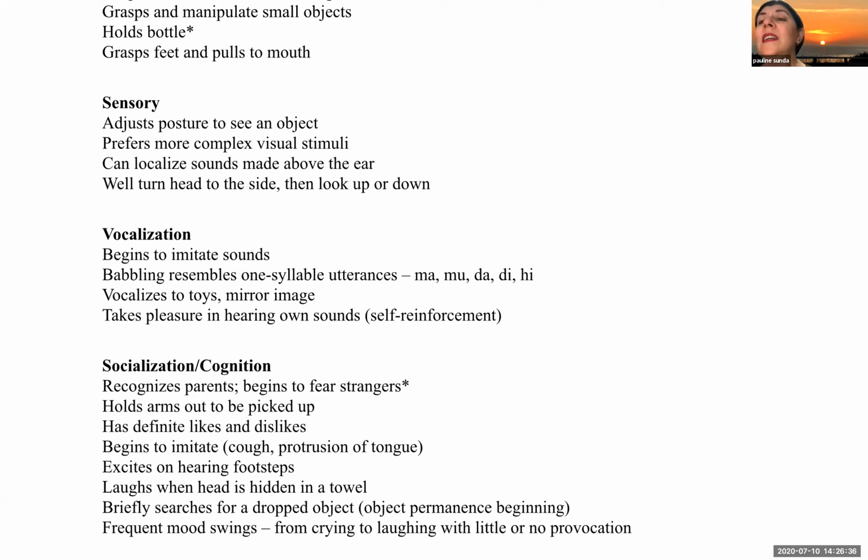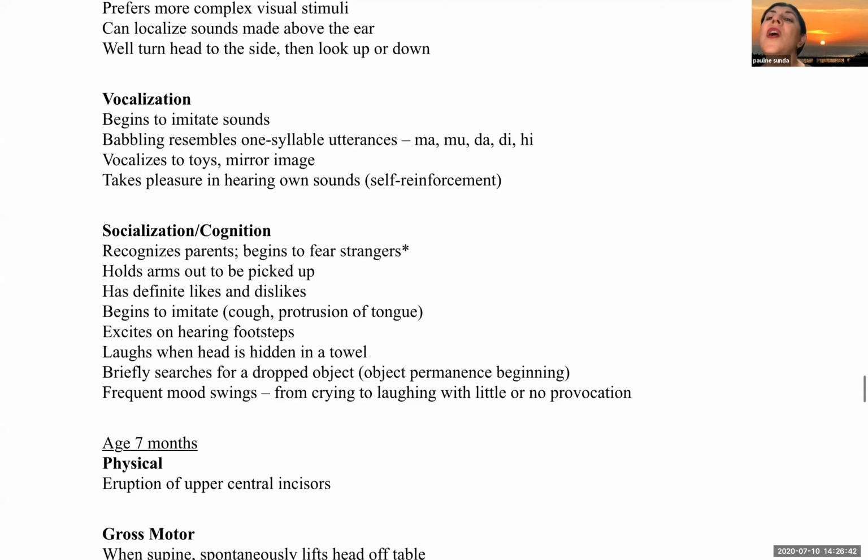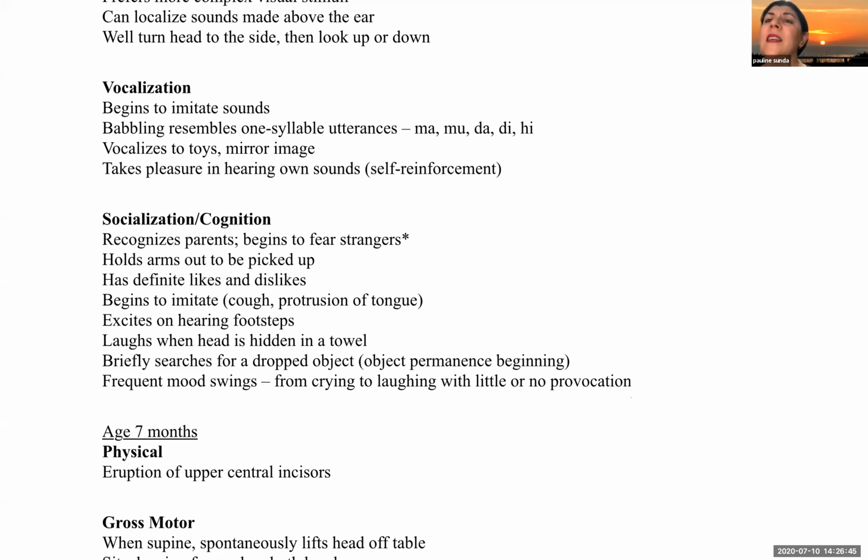They can localize sound made above an ear, and they will turn their head to the side and then look up and down. Vocalizations, they're imitating sounds. They will babble, and they'll have one-syllable utterances like ma, moo, da, die, hi. And they take pleasure in hearing their own sounds. This is a self-reinforcement.